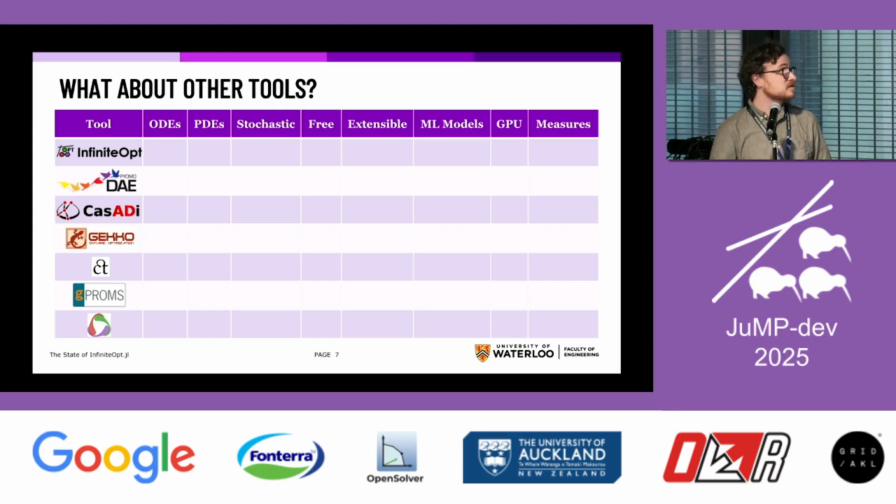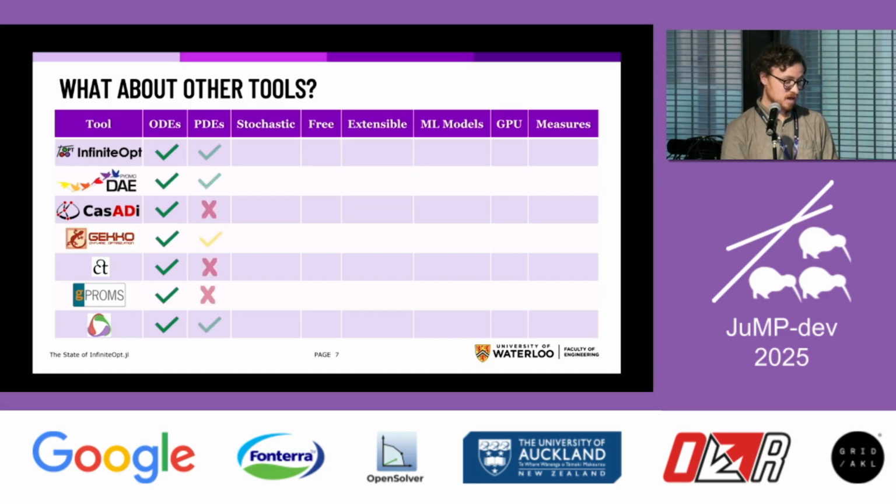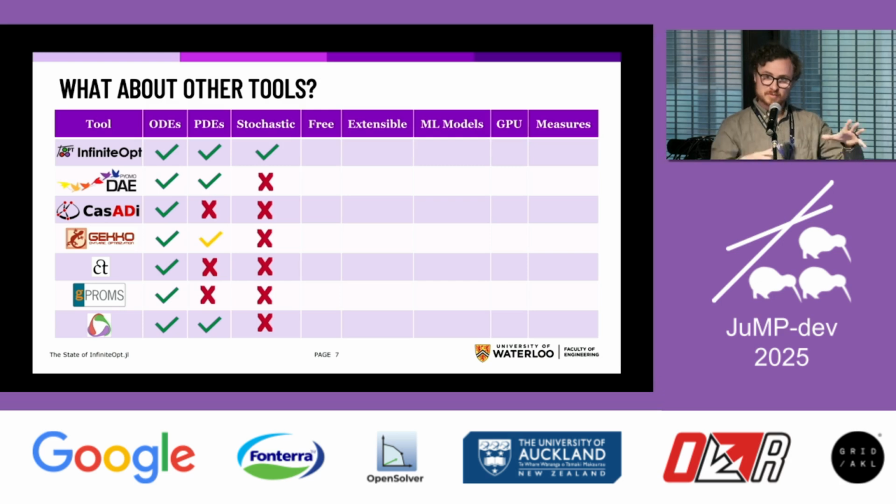So I have Py1DAE, which is probably the closest to what we do, Casati, Gecko, optimal control, GPROMs, which is more common in chemical engineering, and modeling toolkit. So they all handle problems with ODEs, which comes up often. For PDE type support, not all of the tools support those, but PyOmo and InfiniteOpt do, along with modeling toolkit, although they have some limitations. For stochastic problems, InfiniteOpt is the only one that encompasses those as well.